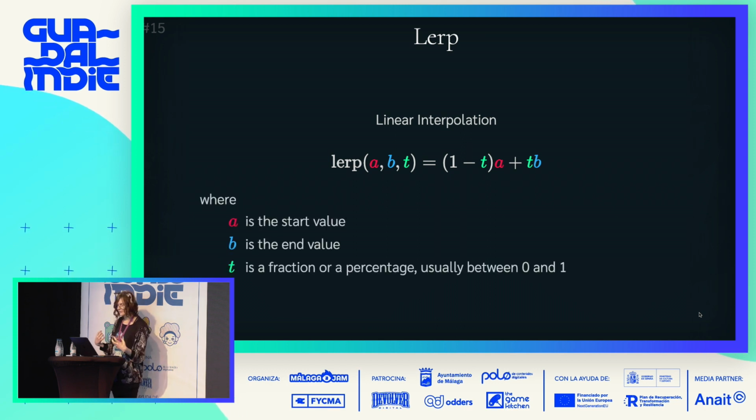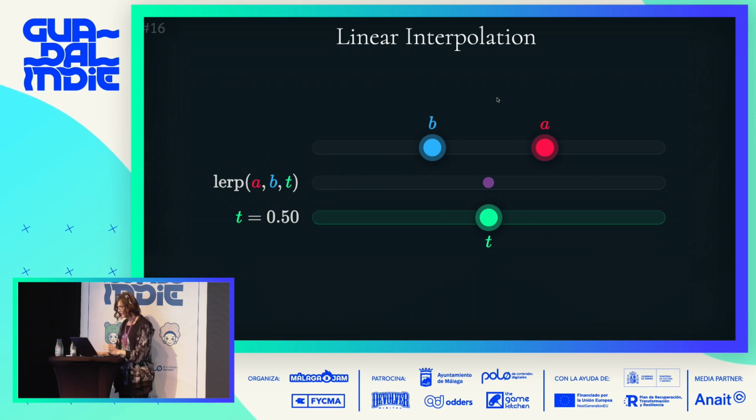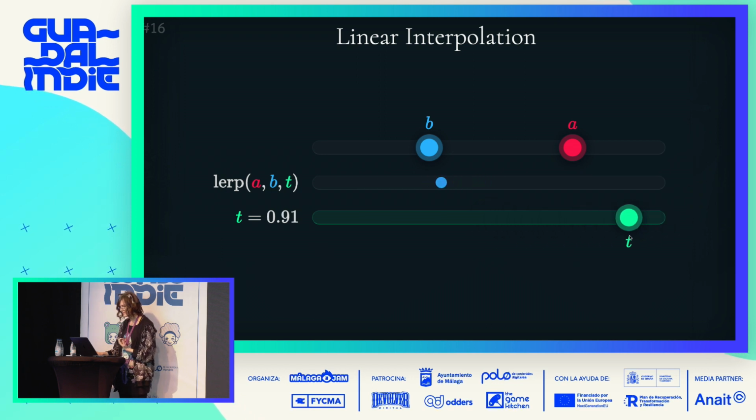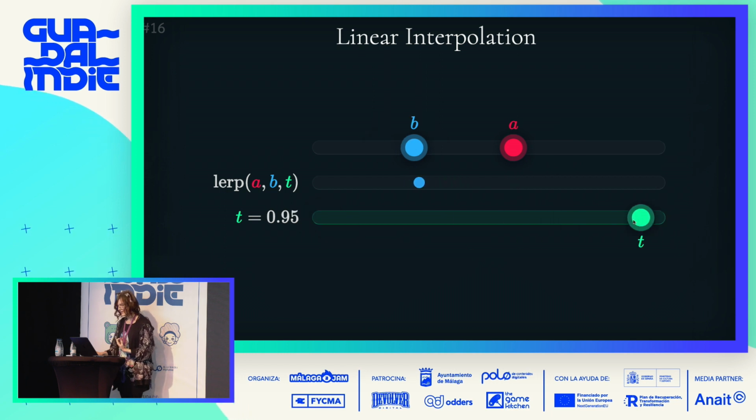You can interpret it as a being the start value, b being the end value, and then t being a fraction or a percentage, usually between 0 and 1, to blend between a and b. To illustrate this blending, here we have the values a and b on this slider, and in the middle you can see the result of the lerp function, and then we have the t value last. If I change this t value, you can see that the result of the lerp function changes along with it. If t is 0, it's stuck at a, and if t is 1, it's stuck at b. Anything in between is a linear blend between these two values.